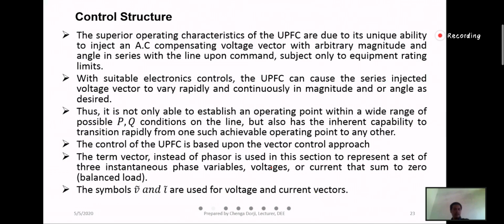So the control structure, we'll do in the next class.